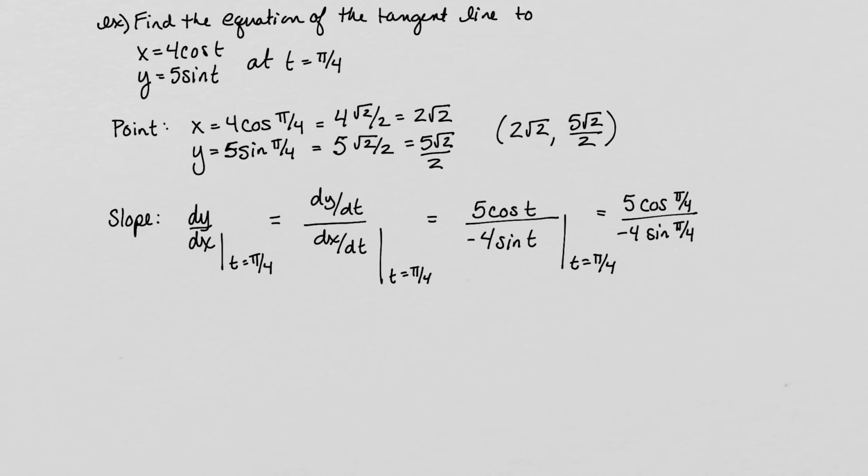So remember, you're taking the derivative. So remember, these guys are backwards. So I'm taking the derivative of y, which is 5 sine t. So the derivative of 5 sine t would be, the derivative of sine is cosine. So 5 cosine t. Makes sense. And then on the bottom, we're taking the derivative of the x, which is 4 cosine t. Derivative of 4 cosine t would be negative, because the derivative of cosine is negative sine. So negative 4 sine t.